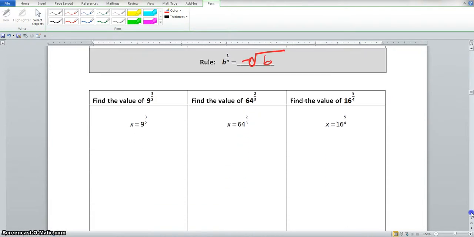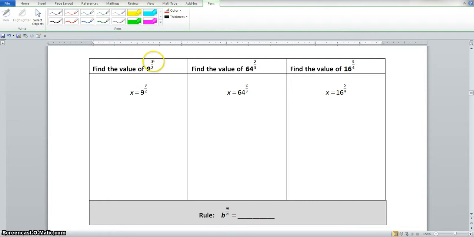Now we scroll down here. It says find the value of 9 to the 3/2 power. Okay, now this basically goes the same way as we did the previous problem. Let's do a little separation here. 9 to the 3/2 power is the same as 9 to the 1/2 to the third power. Because remember, when you take a power to a power, you multiply. 1/2 times 3 will give you 3/2.